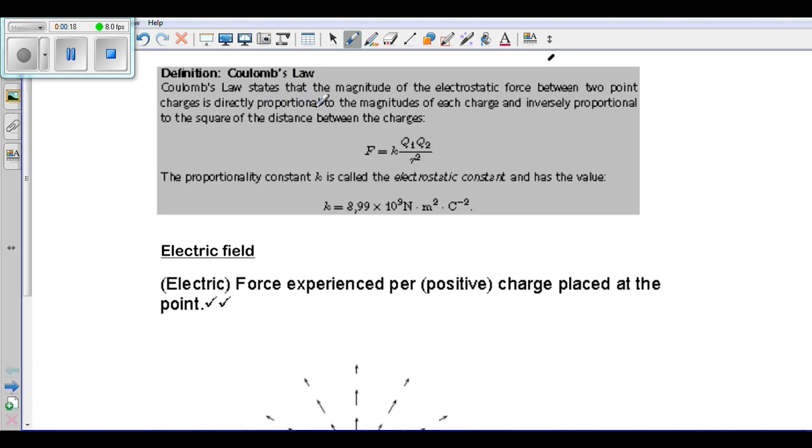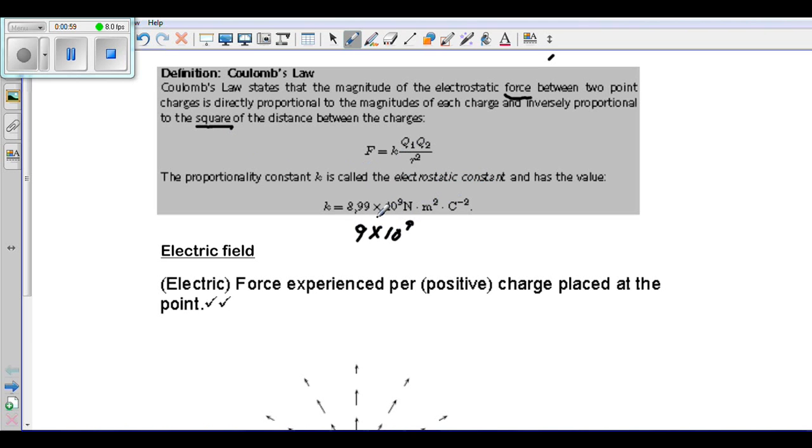If we read, Coulomb's law states that the magnitude of the electrostatic force between two charges is directly proportional to the magnitude of each charge and inversely proportional to the square of the distance between the charges. And this is a very famous equation that we must use. F is equal to k Q1 Q2 over r squared. Don't forget the square of the denominator of the distance between them. And k is the electrostatic constant, which we know as 9 times 10 to the power 9 newton meter squared per coulomb squared. So that is the first definition that we have to know.